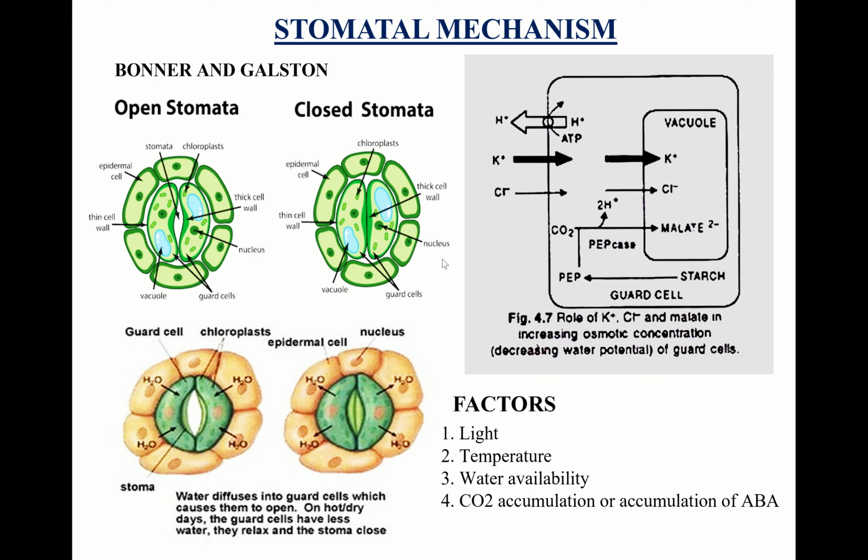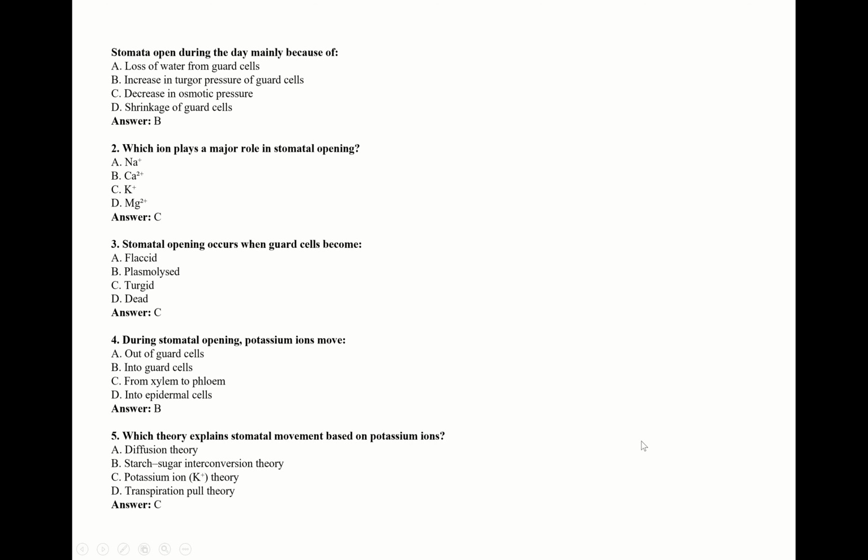As I have mentioned, the stomata will open in the light. If there is more temperature, then the stomata opens. Why? Because water will be lost from the plant body. So it depends on the water concentration, carbon dioxide concentration, and one more thing, abscisic acid. In the dark, stomata will be closed, and in the light, stomata is open.